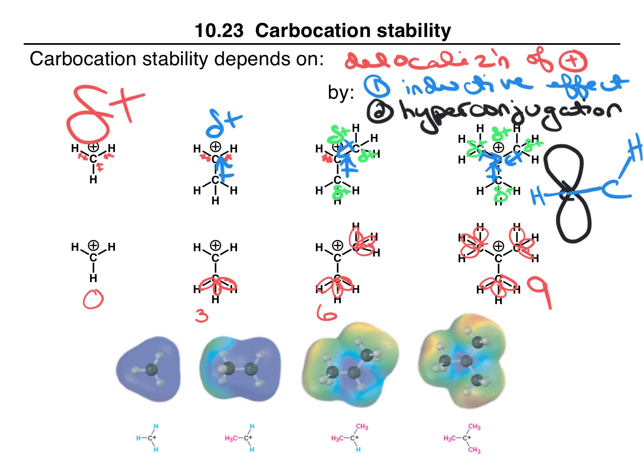So for carbocation stability, tertiary carbocations are more stable than secondary, are more stable than primary, are more stable than methyl carbocations, because of both inductive effect and hyperconjugation. Understanding this trend in carbocations is very important because a carbocation is an important intermediate in many different types of reactions.